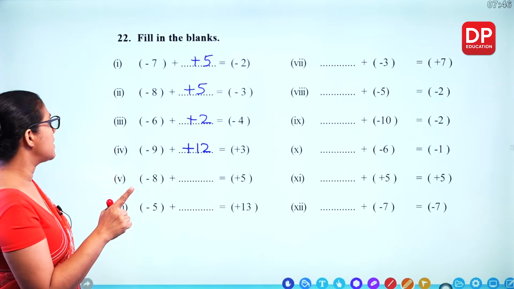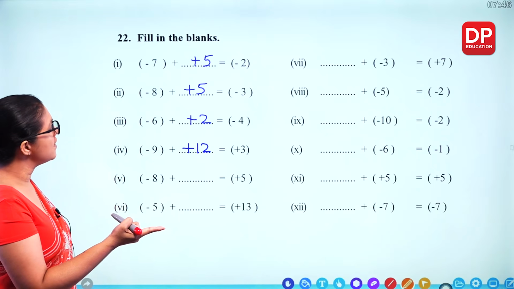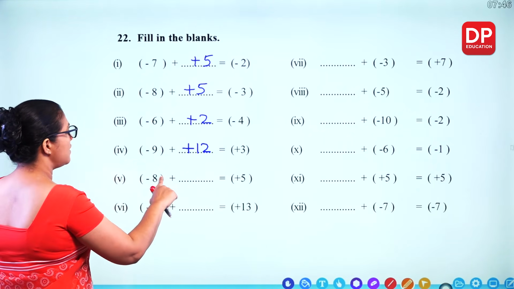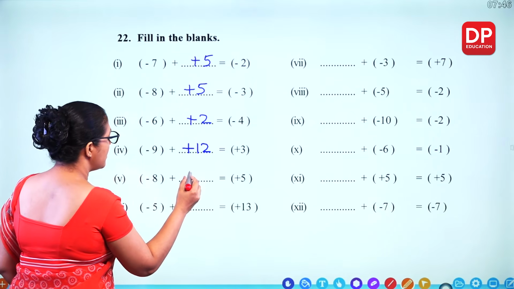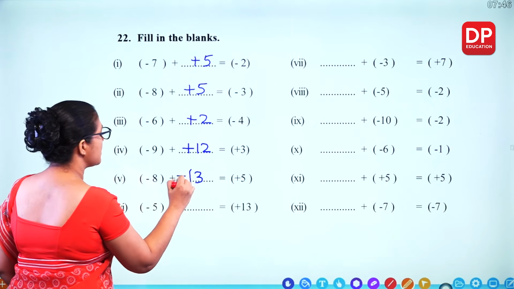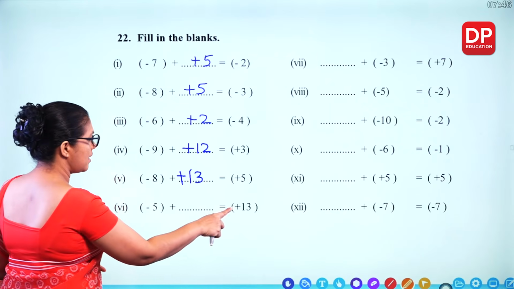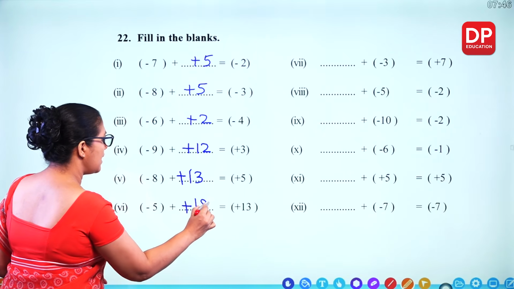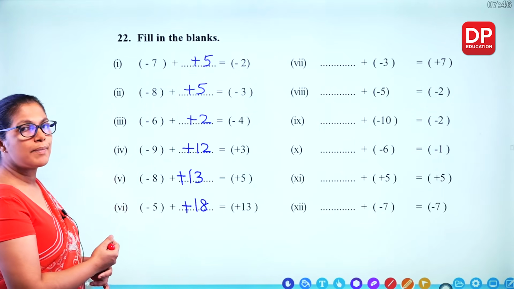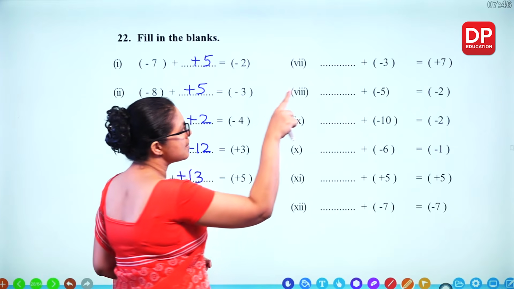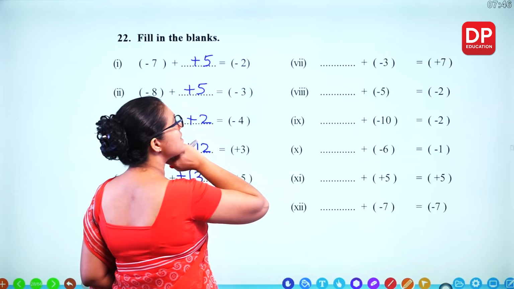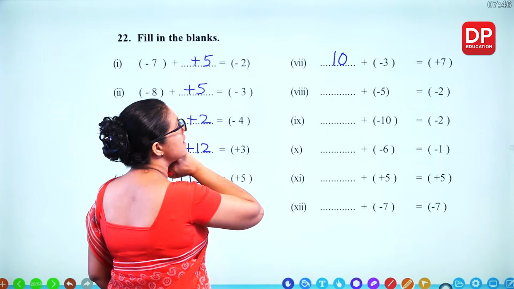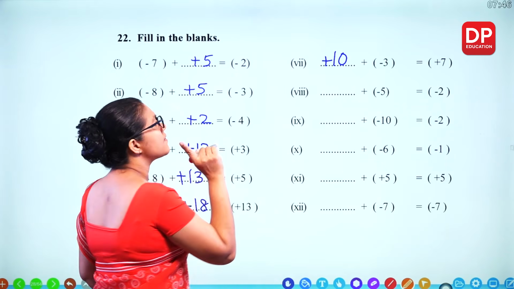9 and 12, difference is 3, but positive is the highest number. Here positive is the highest number, which means this should be more. 8 plus 5, 13. That's plus 13. Plus is more. So you have to add 13 more. Plus 18. You get plus 13 as the difference. Plus 7 is there. How do you get 7 from this? So you need to add that. 10 plus 10 and minus 3, you get plus 7.